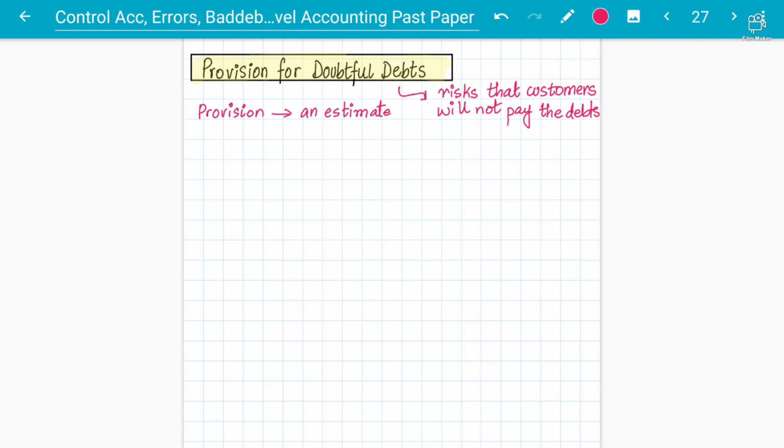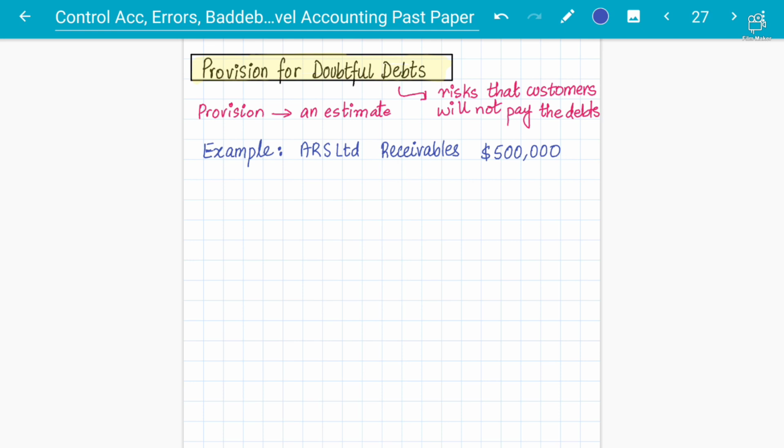Let's say you have a huge company, and you sell goods on credit. The example is a large company, let's say ARS Limited, and you have receivables. Your customers buy on credit, and the receivables are around 500,000. Let's just assume that this is the amount.